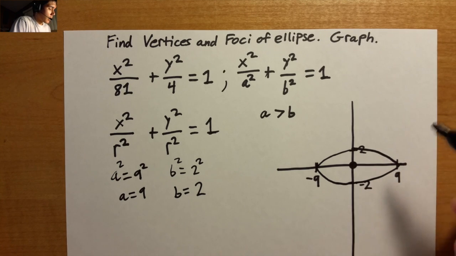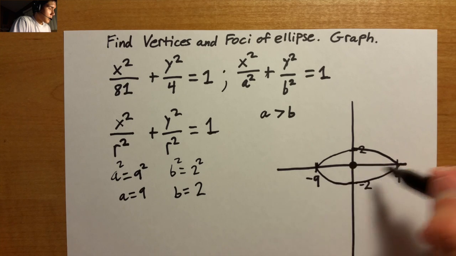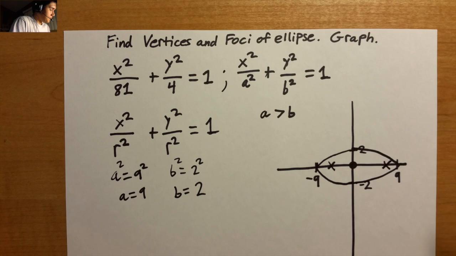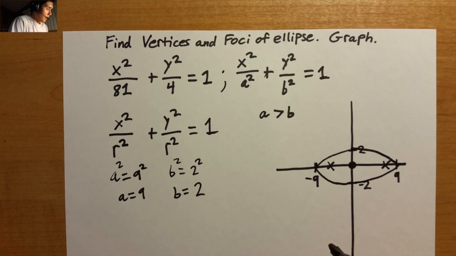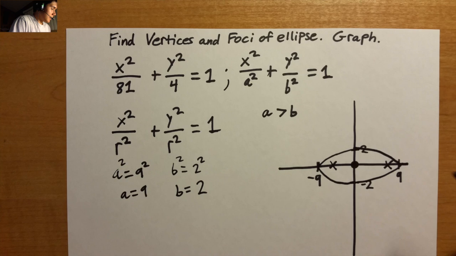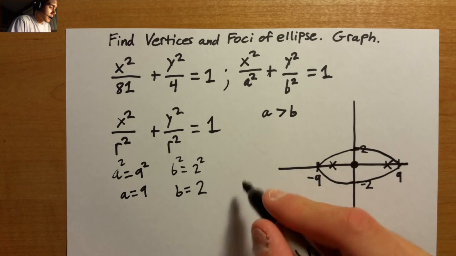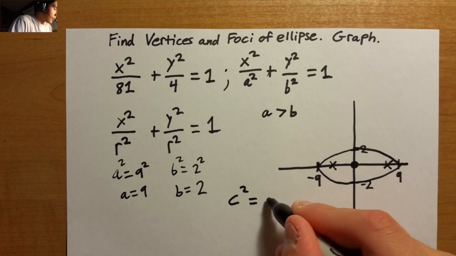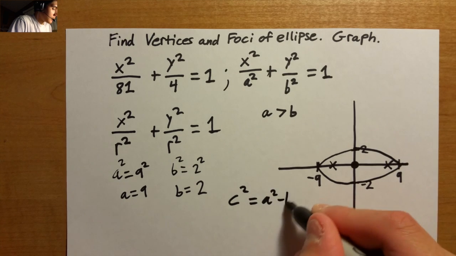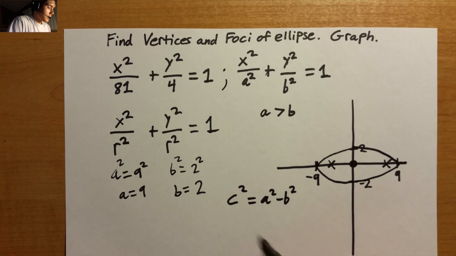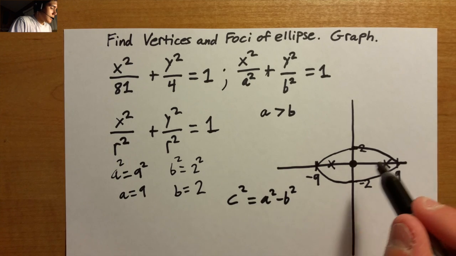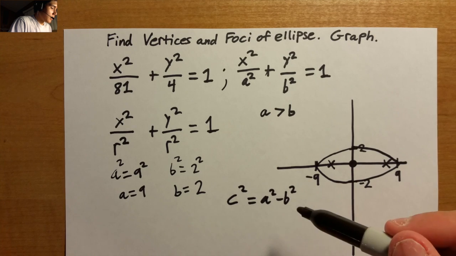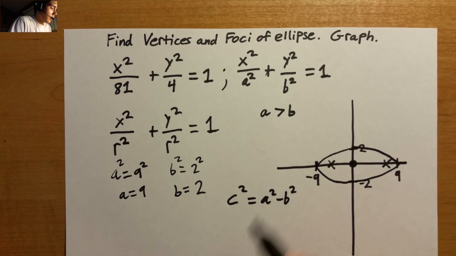And now we need to find the foci. Now we know that the foci are going to be on the x-axis, so we can essentially draw spots for it. Now, to find the foci, it's a super easy formula. It's going to be c squared is equal to a squared minus b squared. The square root of c squared, which is c, is going to be your foci.